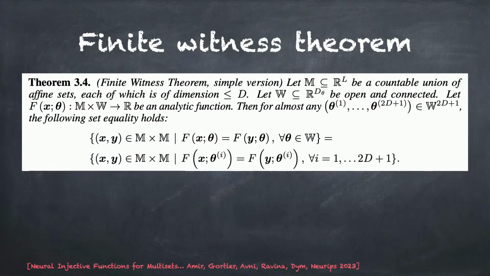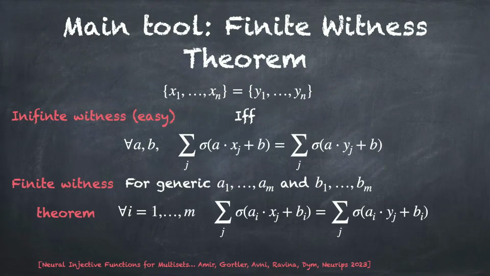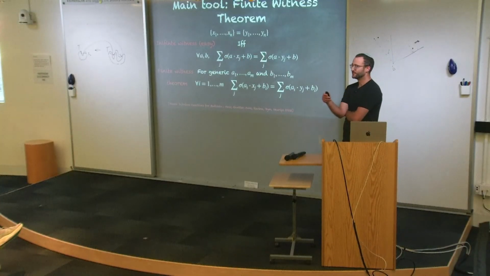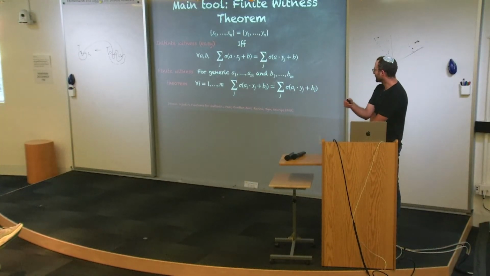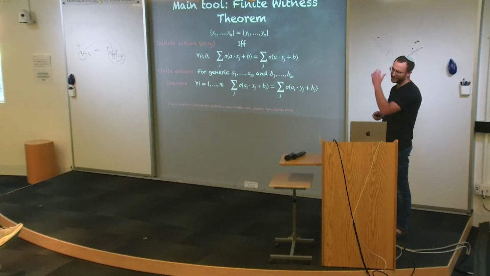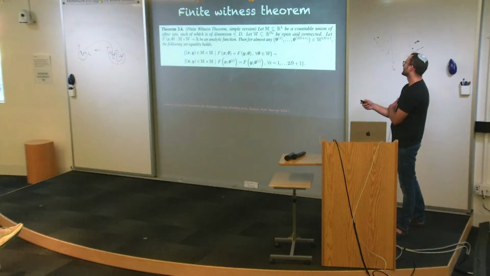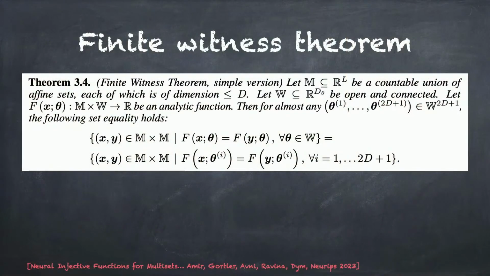Yeah? When you say generic, you mean up to a set of measure 0? Yes, thanks. It's a little bit more than that. There are various kinds of generic. It's like a finite union, maybe a countable union, of manifolds of low dimension. But yeah, okay. So let me talk a little bit about the finite witness theorem itself.